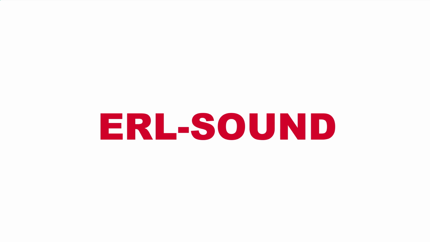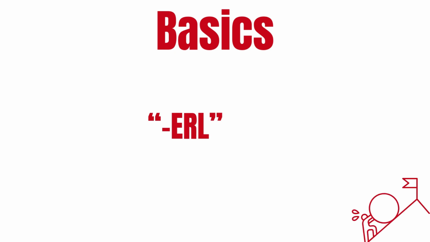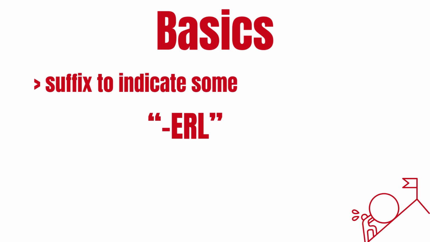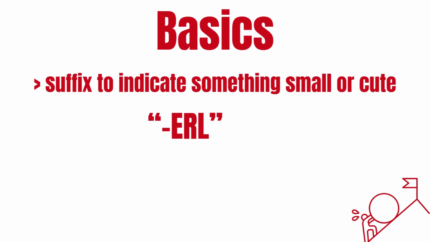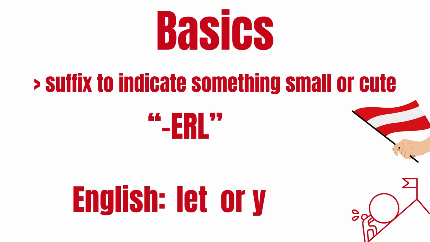Let's focus on the ERL sound. The ERL sound is a suffix in Austrian German that is added to words to indicate something small or cute. It's comparable to the English use of let or y, as in piglet or doggy. This diminutive form is incredibly versatile and adds a distinct Austrian flavor to the language.